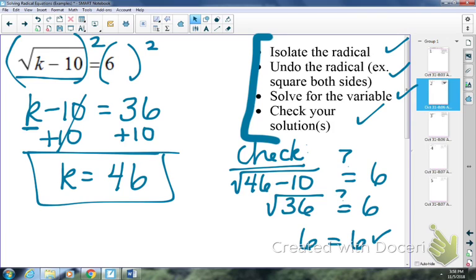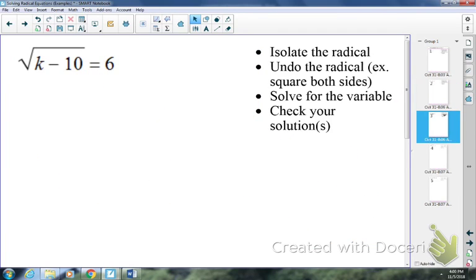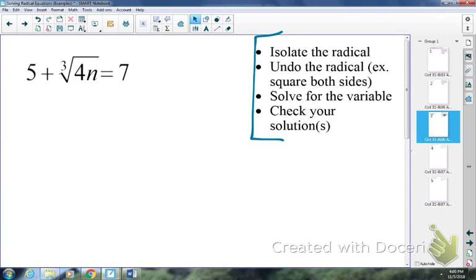Okay, so next up, problem number 3. This time we have a cube root in the problem. So we have 5 plus the cube root of 4n equals 7. So again, as you're jotting that down, going through our steps again, you don't have to rewrite them, but they are over here on the right side. So again, we have 5 plus the cube root of 4n equals 7.